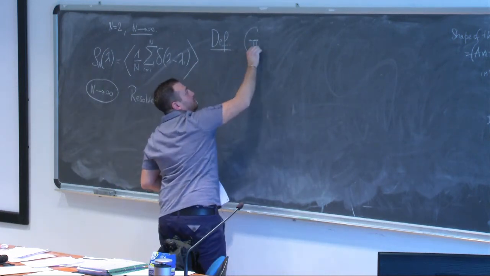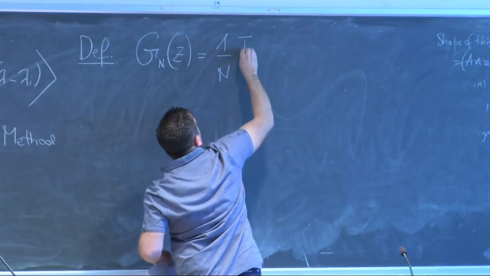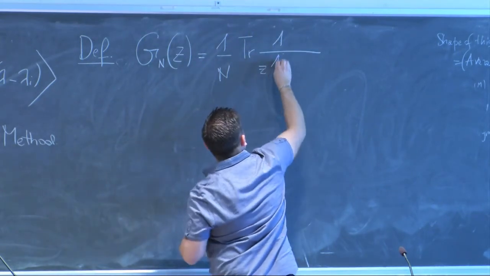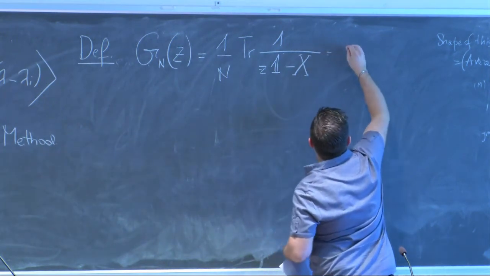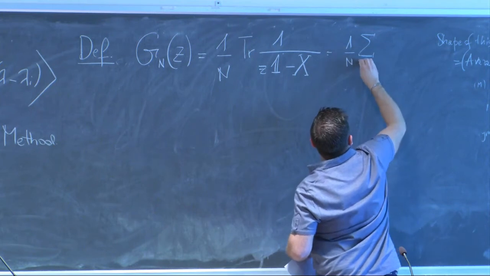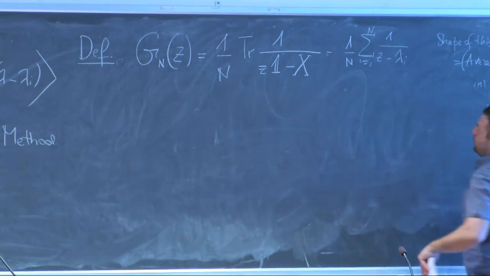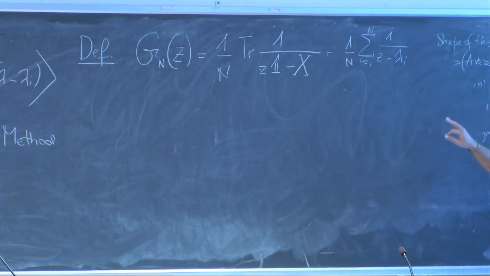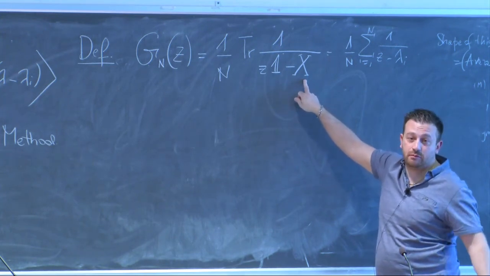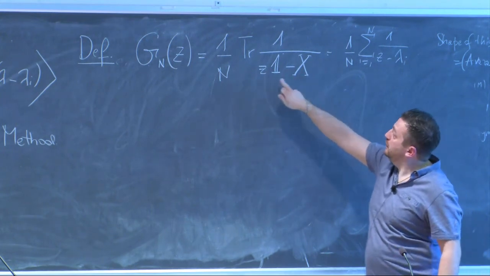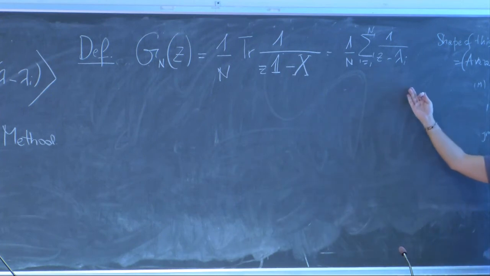So the definition is we define a certain function, G_n of z, which is defined as follows, 1 over n, the trace of 1 over z times the identity minus the matrix H. Or if you want, in terms of the eigenvalues, it is 1 over n summation i from 1 to n of 1 over z minus lambda_i. Okay? So we define this object. H doesn't need to be a random matrix. It can be a fixed matrix. You can define it for any fixed matrix. It is the trace of basically the inverse matrix of z times the identity minus H, which in terms of the eigenvalues is written in this form.